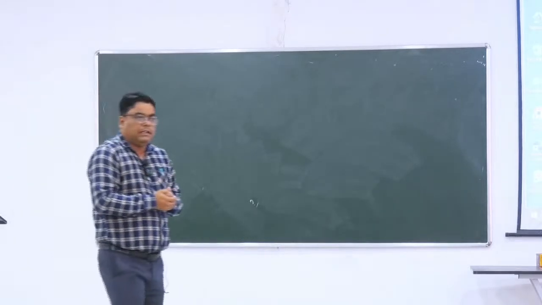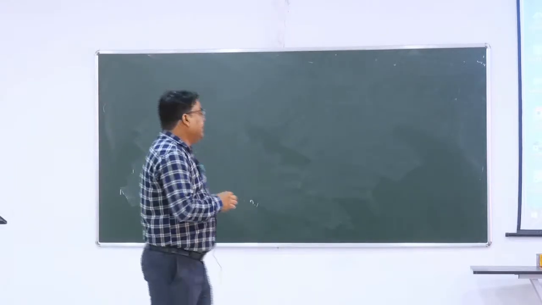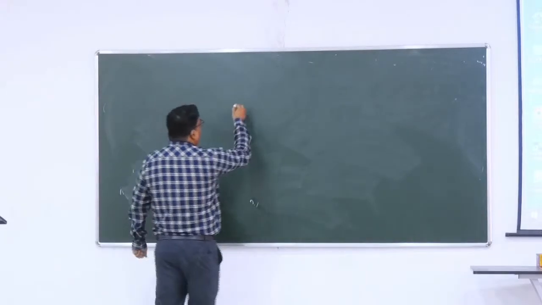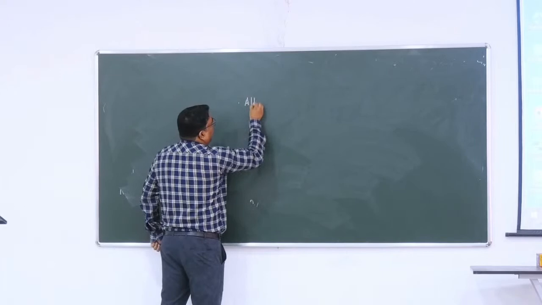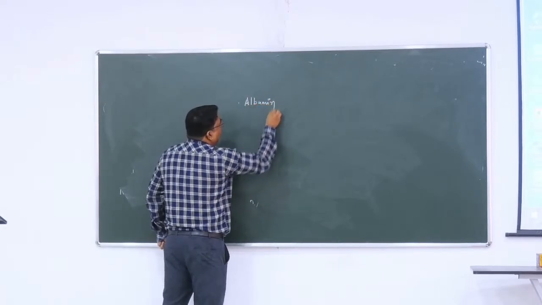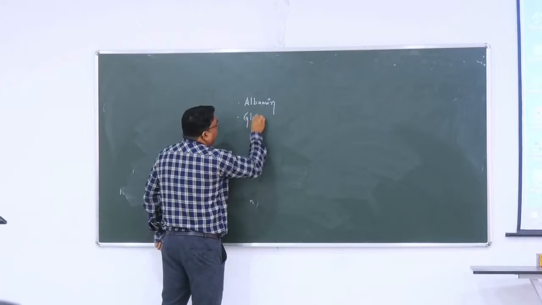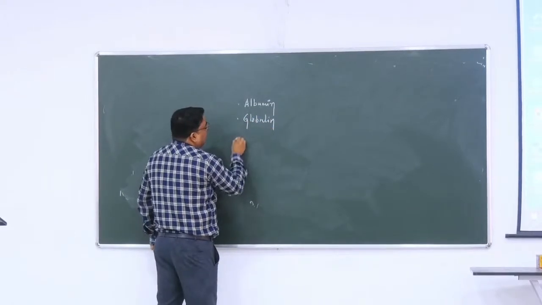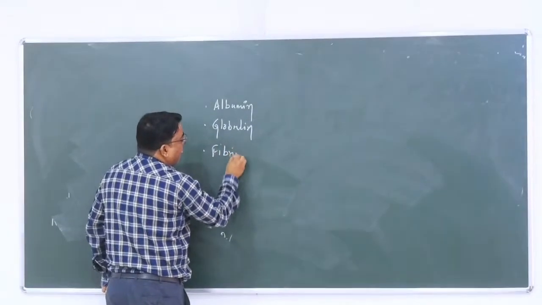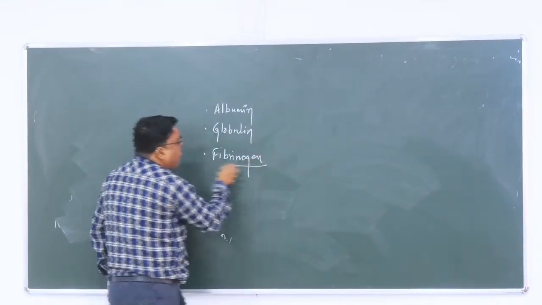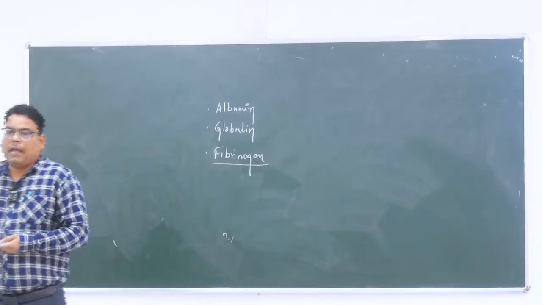Students, it is very important to study plasma because the major protein content present in the blood is present in plasma. Okay? We studied three major protein contents. The first is albumin, globulin, and the third one is fibrinogen. Okay, albumin, globulin, and fibrinogen.